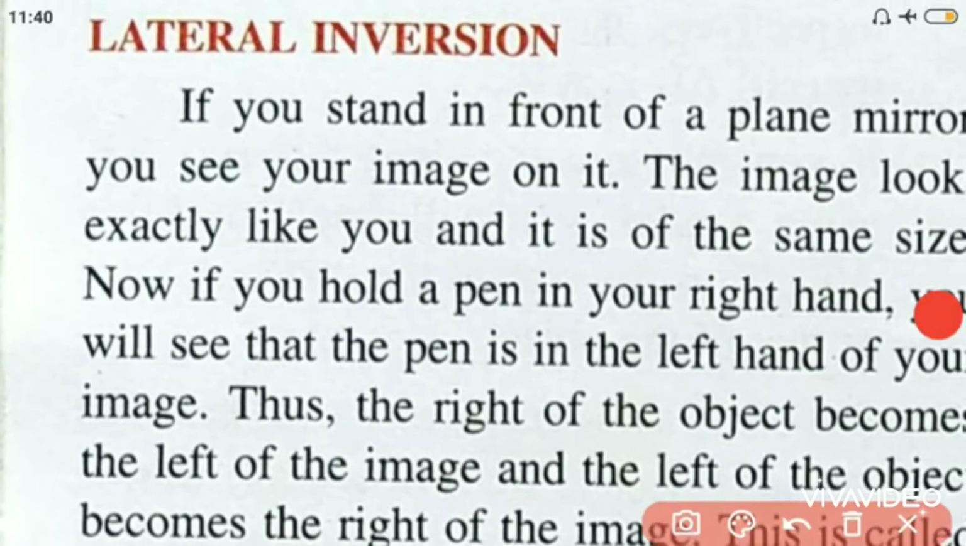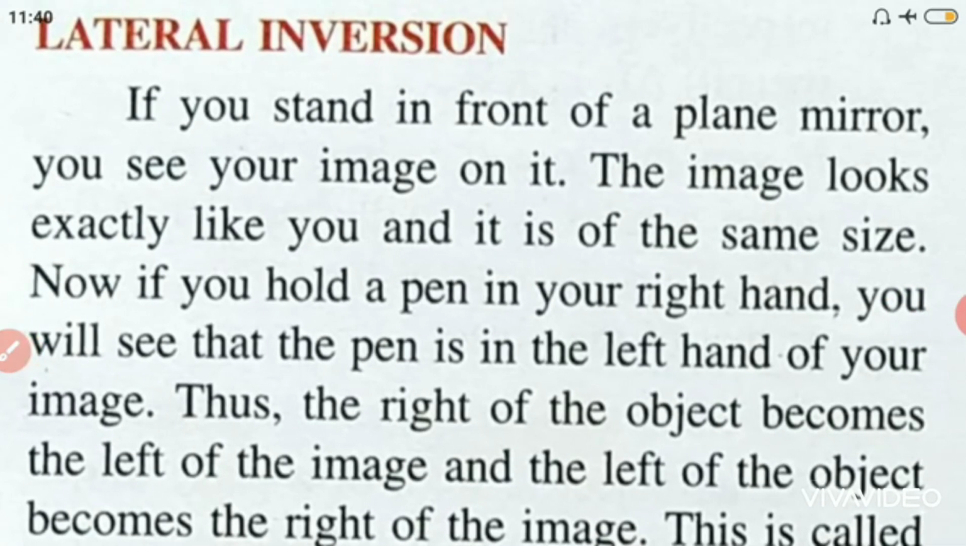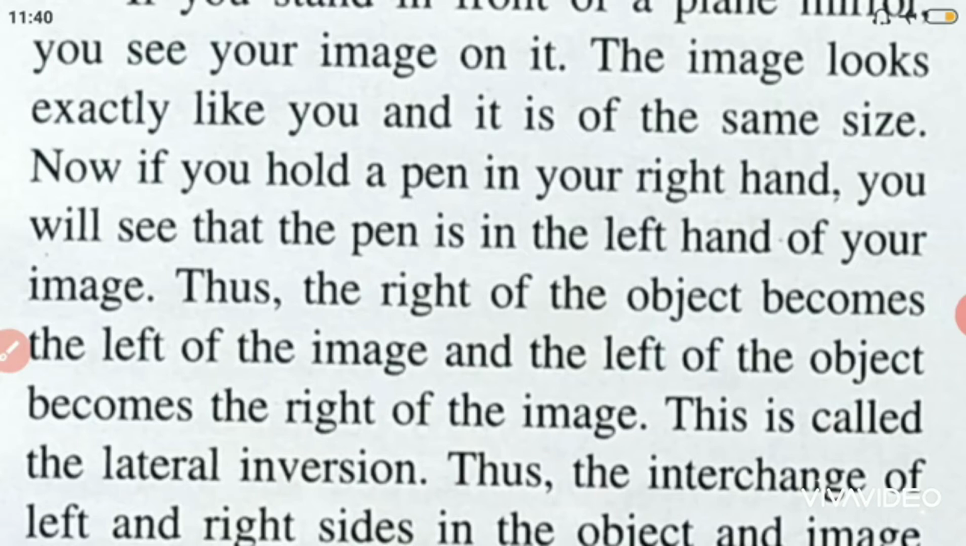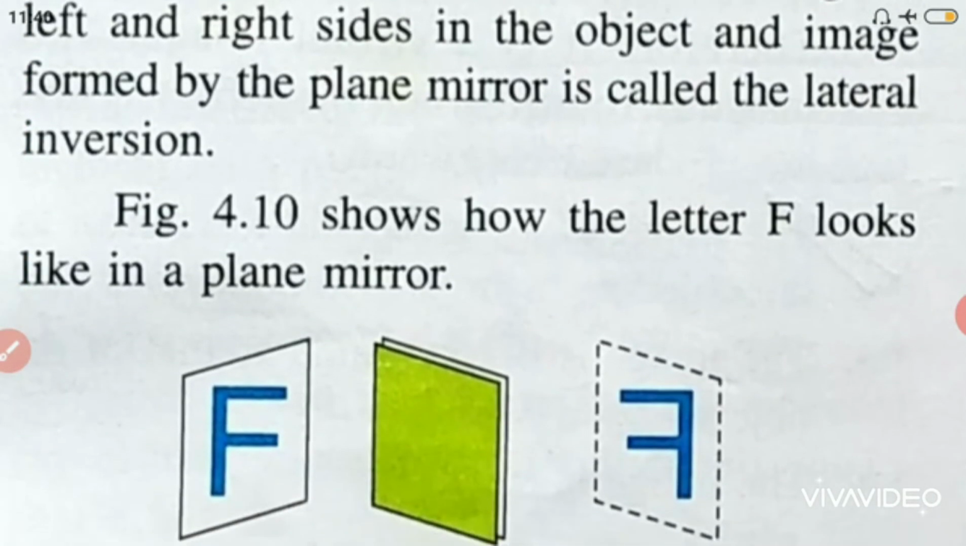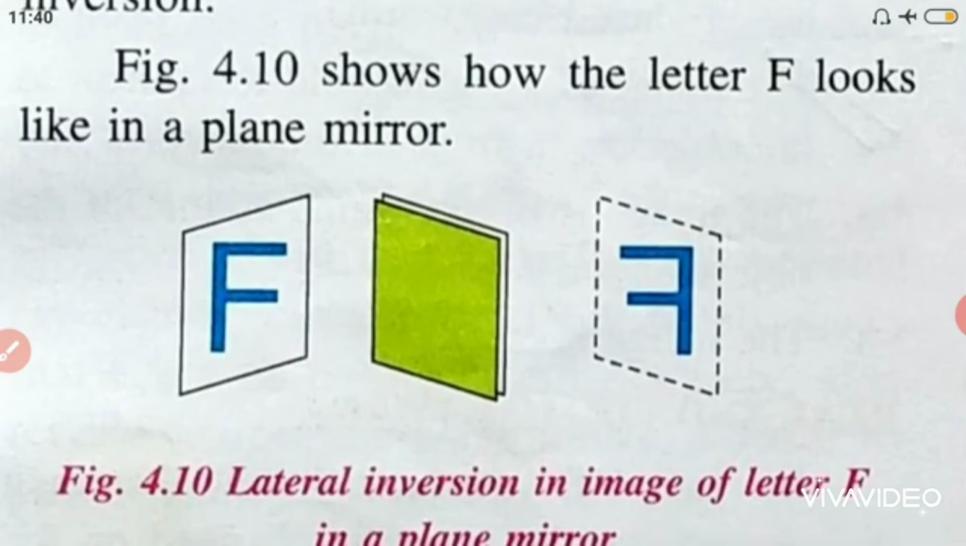Suppose you stand in front of a plane mirror, you see your image on it. The image looks exactly like you and is of the same size. Now, if you hold a pen in your right hand, you will see that the pen is in the left hand of your image. Thus, the right of the object becomes the left of the image, and the left of the object becomes the right of the image. This is called lateral inversion. Thus, the interchange of left and right sides in the object and the image is called lateral inversion.